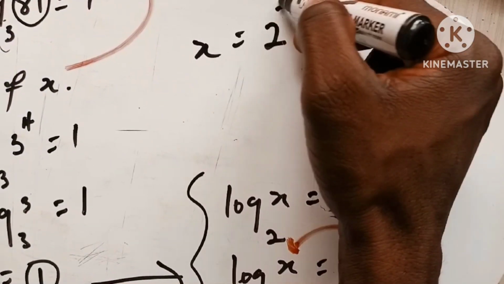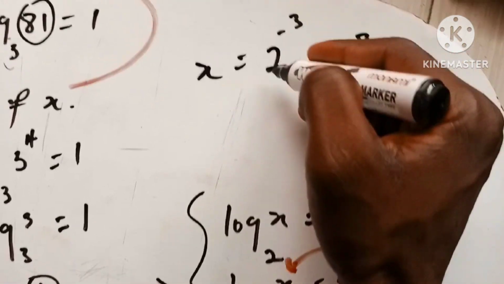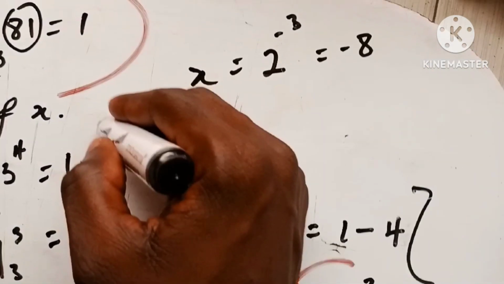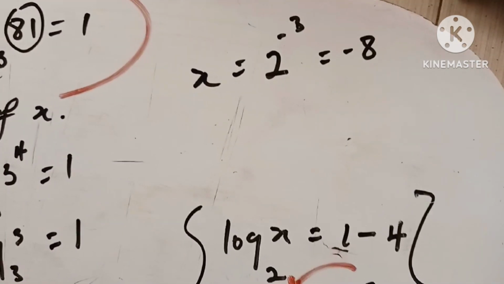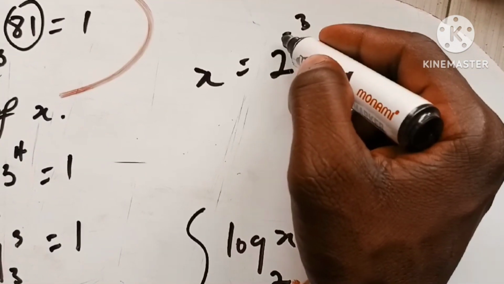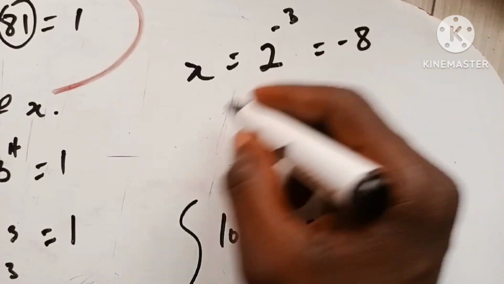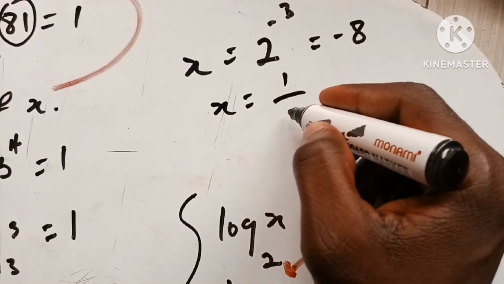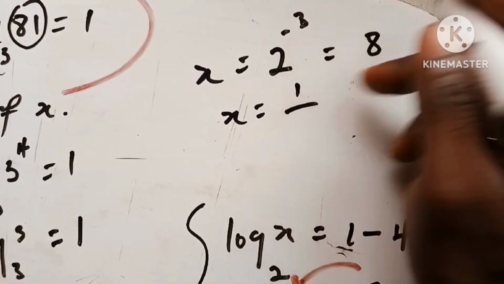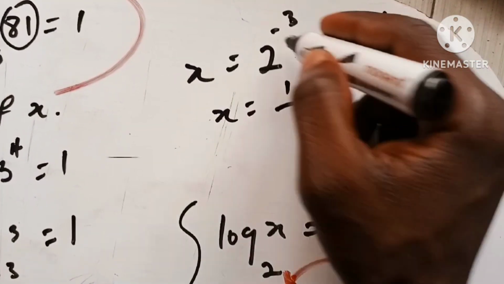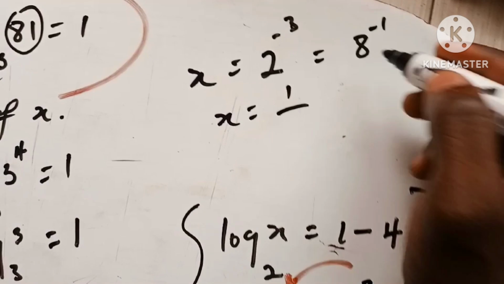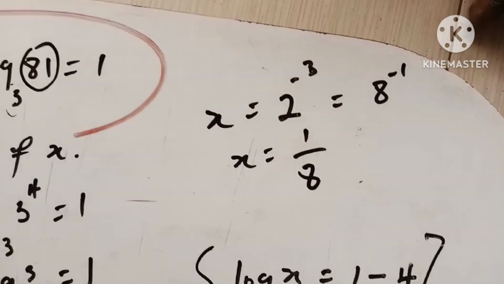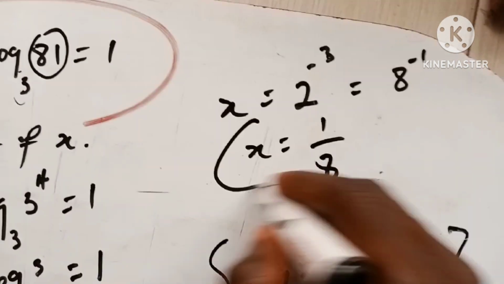If I ignore this negative here, I'm going to have 8. So if you add a negative to that, that should be negative. So it means 2 multiplied by 2 multiplied by 2, but there's a negative here. Okay, perfect. So this can be written as 1 over 8 raised to the power -1, because of the negative sign here. So this can be written as 1 over 8. Is that okay? So this is the value of x.